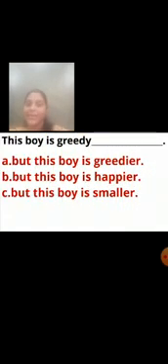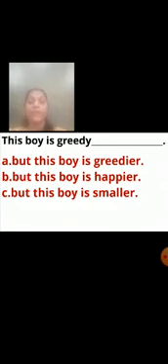The boy is greedy. Dash. Option A. But this boy is greedier. Option B. But this boy is happier. Option C. But this boy is smaller. I repeat the question. This boy is greedy.